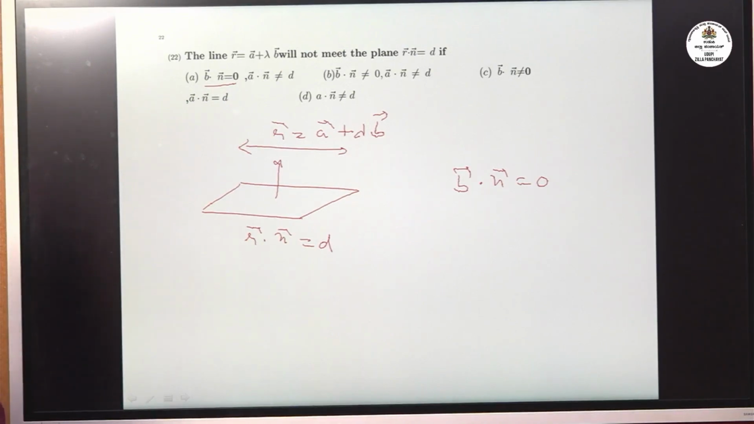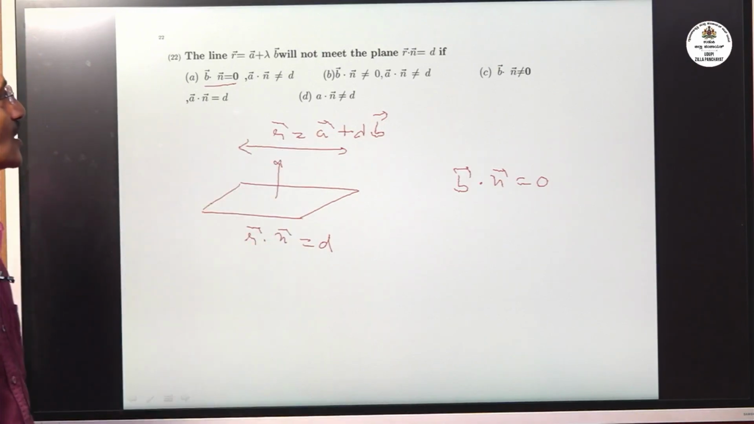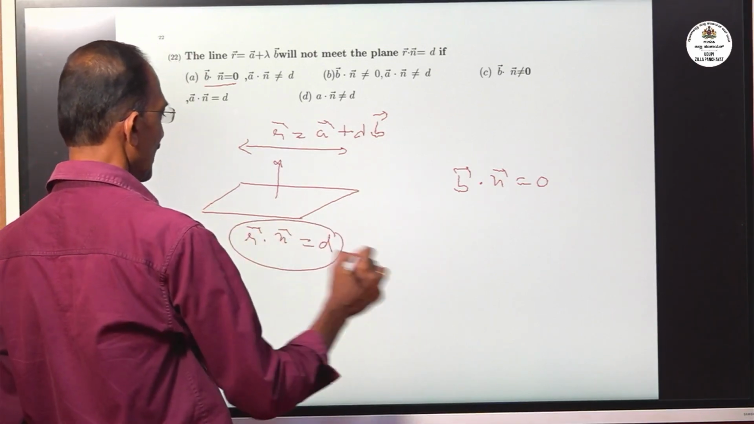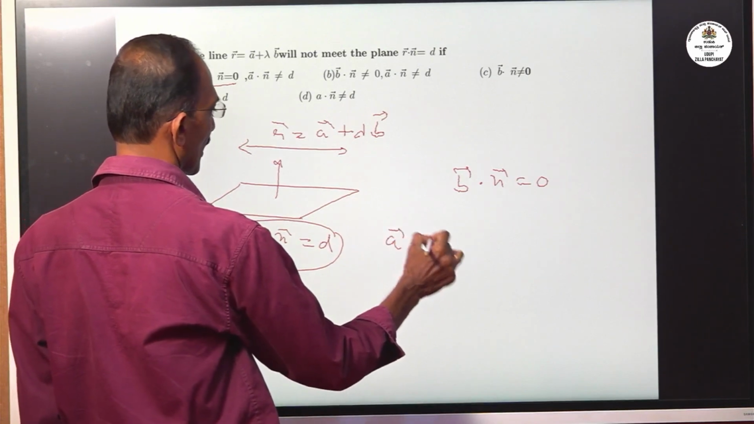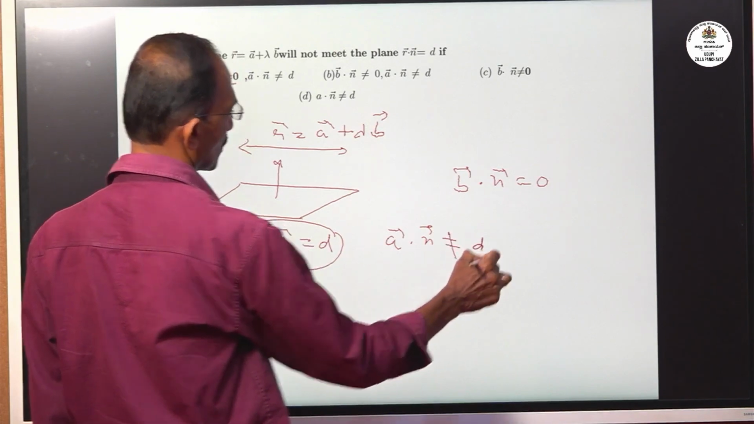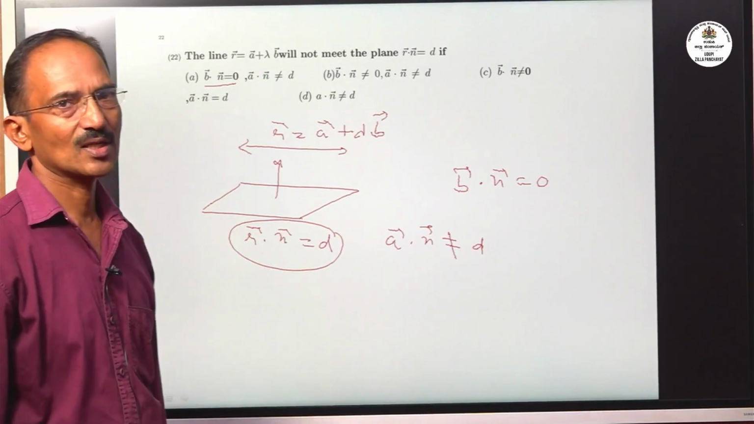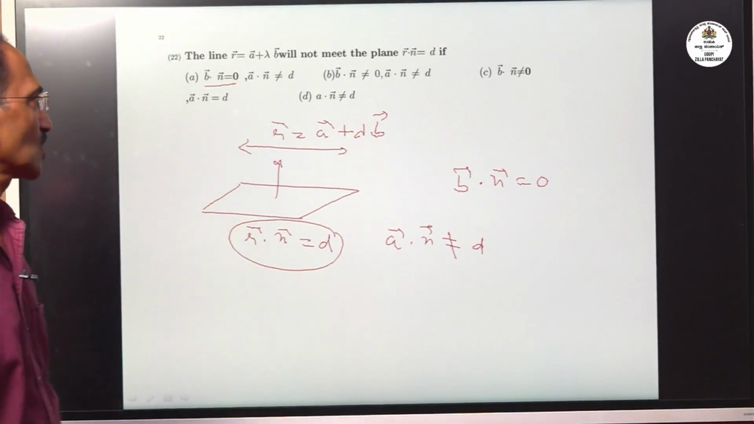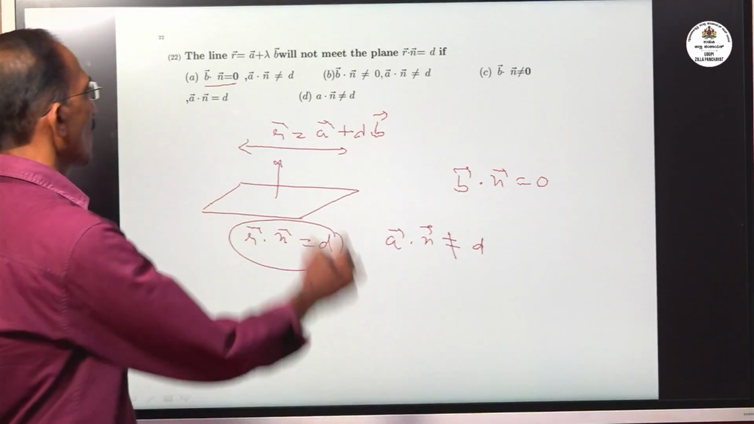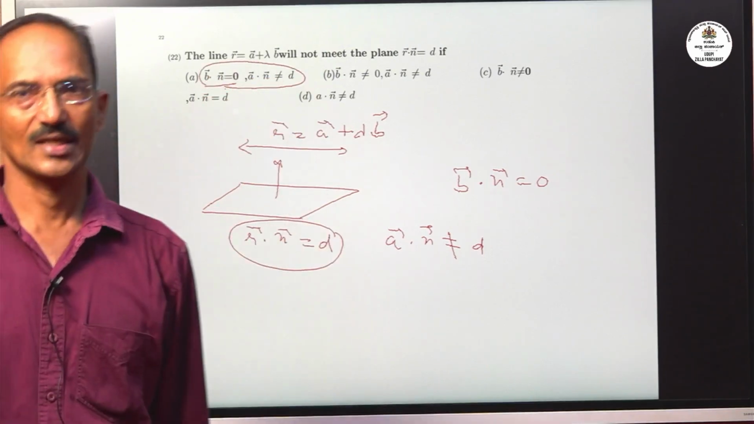Another condition is that the point a on the line should not satisfy the equation of the plane. So a dot n must not be equal to d. If that equation is satisfied, that means the point on the line, or the line itself, is on the plane. So this condition must be true, and the other must also be true, for a line which doesn't meet the plane. So the first option is the right answer.